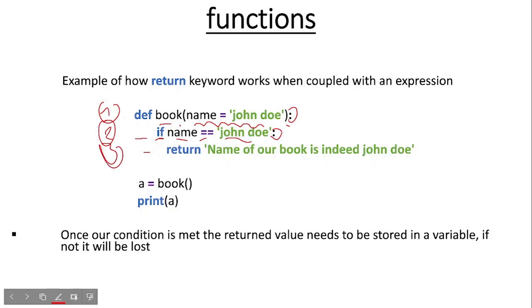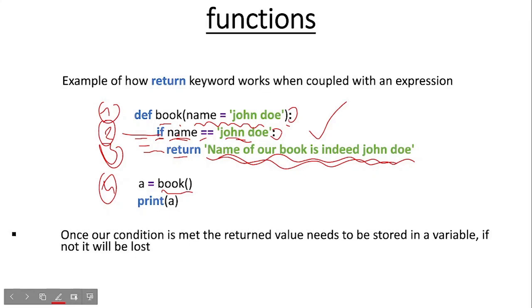So our third line of code will of course have indentation. Then return keyword will have a string next to it. So we have name of our book is indeed John Doe. So in the first line of code, when we invoke our function called book, it will go to the second line of code. It will ask Python if name is indeed equal to John Doe. The answer is yes. So it will go to the third line of code, and our return keyword will return the following string. Name of our book is indeed John Doe.